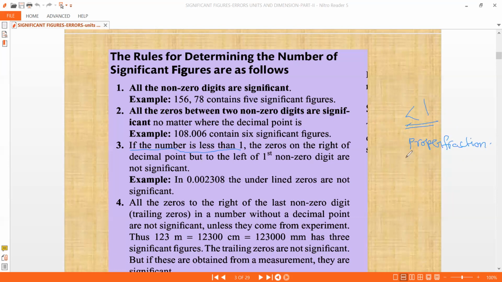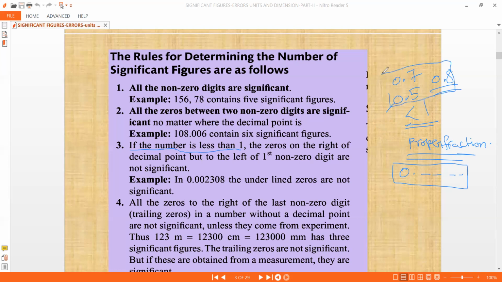So if it is a proper fraction, they start like 0 point something. Like how the numbers will look like: less than 1, like 0.7, 0.5, 0.8. All these numbers are less than 1. Okay, these are proper fractions.